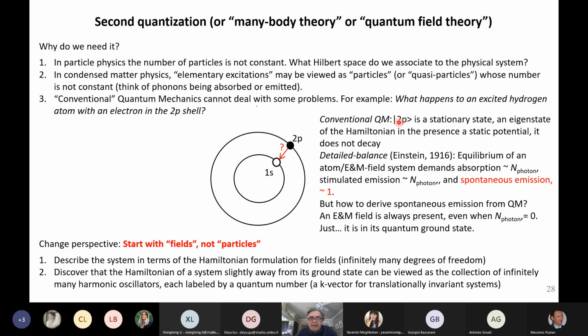The 2p state is a stationary state. It's an eigenstate of the Hamiltonian. The only potential I have here is the potential of the hydrogen nucleus, which is a static potential. So there's no perturbation. I'm solving exactly the problem in my hydrogen atom. I have an electron in a 2p state. It should stay there forever. There's nothing that can trigger the excited electron to decay again to the ground state.